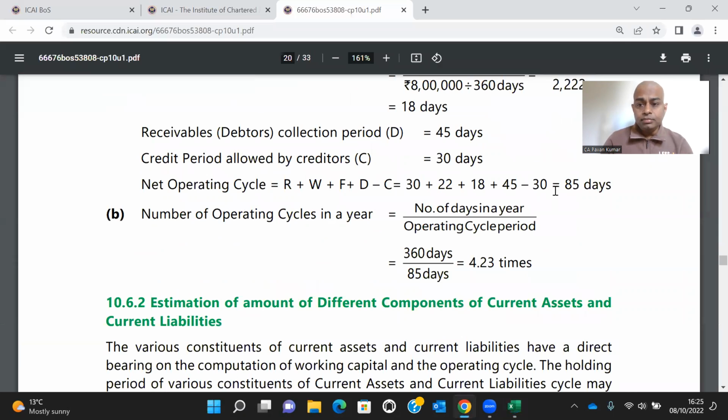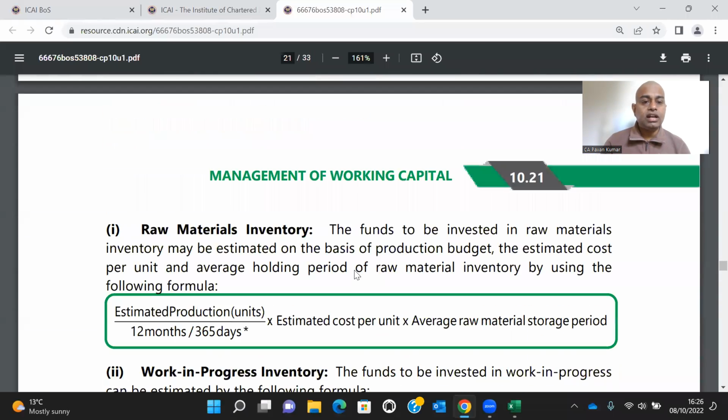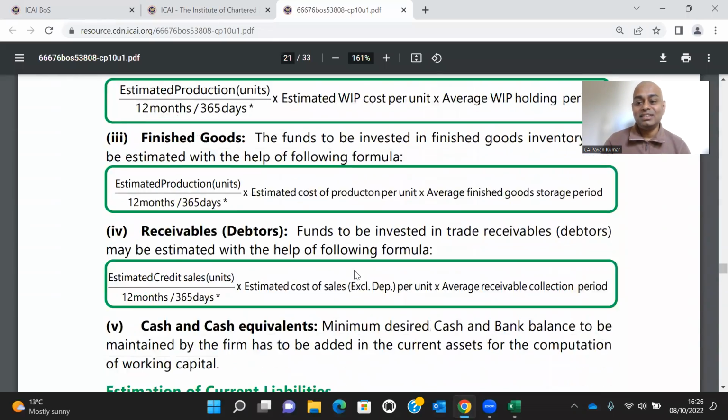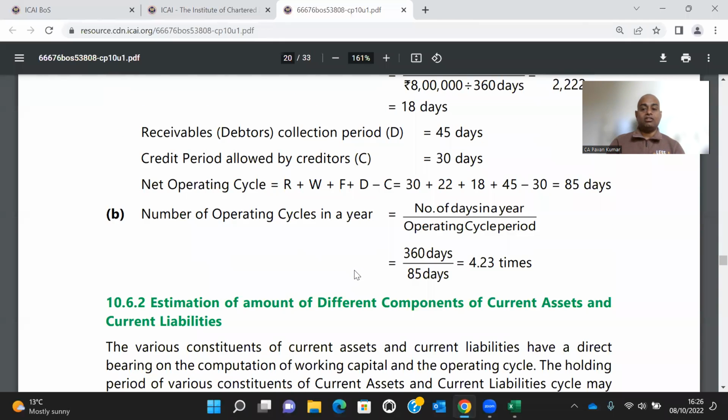So we got the correct answer. This 85 days and 4.23. Why did we get the correct answer? Because I calculated. Sorry, even if we calculate, that will come correct only, sir.